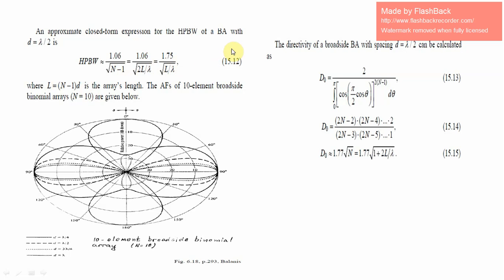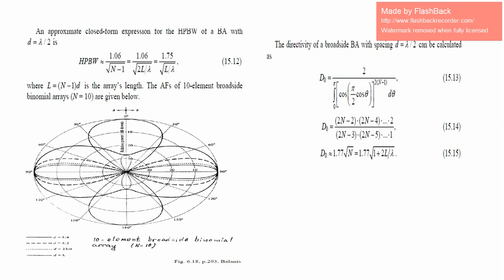Its half power beamwidth for the binomial array is given for isotropic point sources 1 and 2 separated by the distance lambda by 2. HPBW is approximately equal to 1.75 upon square root of L upon lambda, where L is (n minus 1)d, the array length. To find the radiation pattern, we take the number of elements of the binomial array as 10. Then we have to find the directivity. The directivity is found by using the equation D0, which is equal to 1.77 times the square root of n.